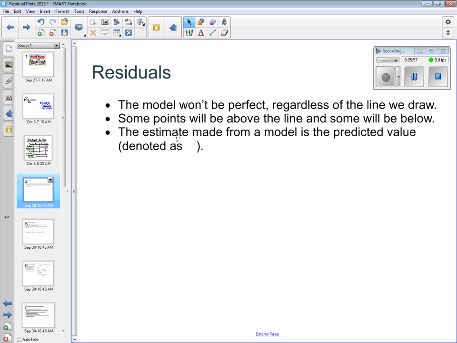But we know that models aren't going to be perfect. The correlation's very rarely equal to positive or negative 1. There's going to be some kind of variation in the points. Some of the points are going to be above the line of best fit. Some of those points are going to be below the line of best fit. And what we estimate from the model, the predicted value, the difference is called a residual.